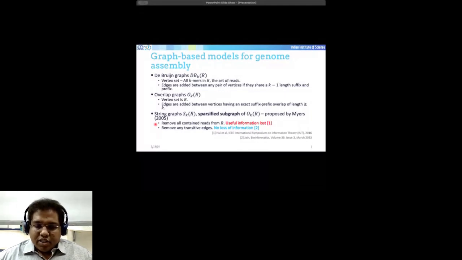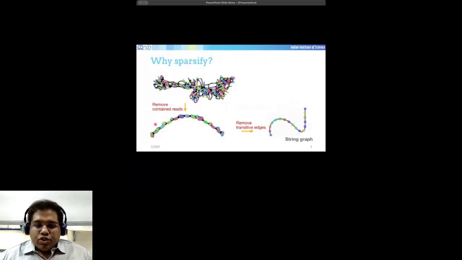This operation is not safe and has been shown to lead to loss of information relevant to accurate and complete genome assembly. So why use string graphs at all? String graphs actually have a much simpler topology compared to overlap graphs. This is an overlap graph of chromosome 20 of some reads simulated from chromosome 20 of the CHM13 reference genome. And after application of the two heuristics, we end up with a much simpler string graph.